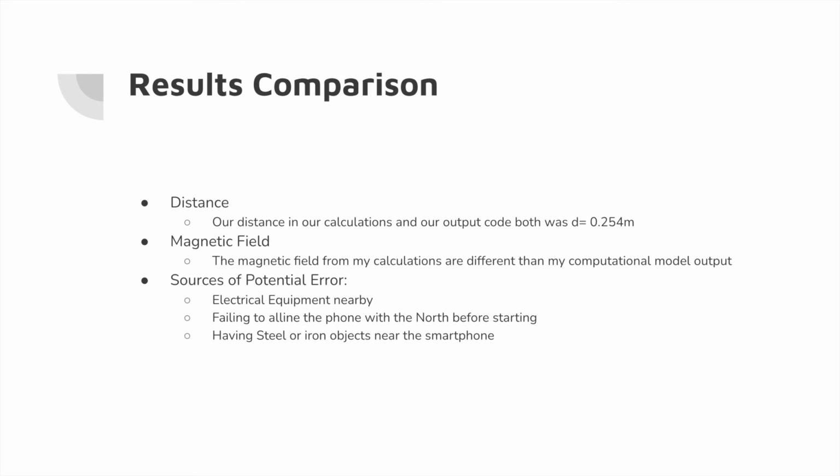Now we will compare our results. We will see that our distance in our calculation and our output code is the same. d equals 0.254 meters. However, the magnetic field shown as a vector had different results in our computational model and our experimental model. Some possible sources for error could be electrical equipment nearby, failure to align the phone with the north before starting, or having steel or iron objects near the smartphone.